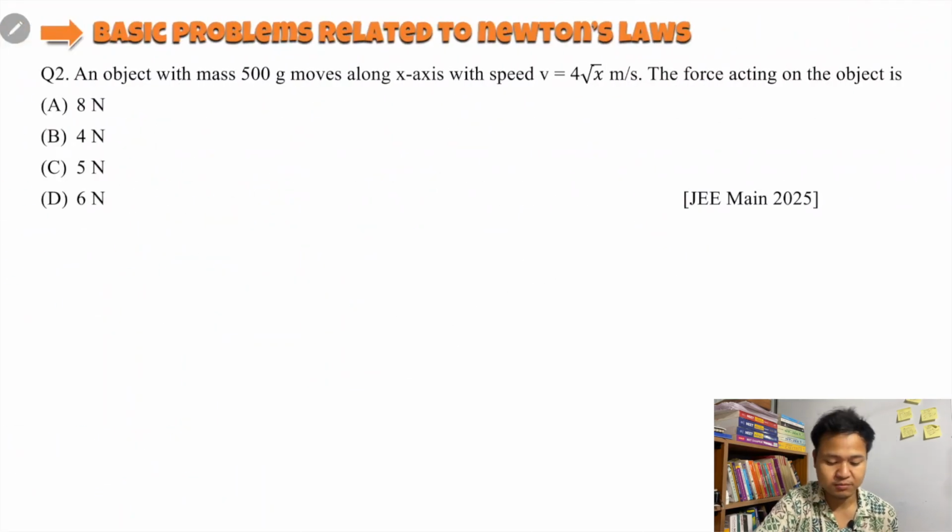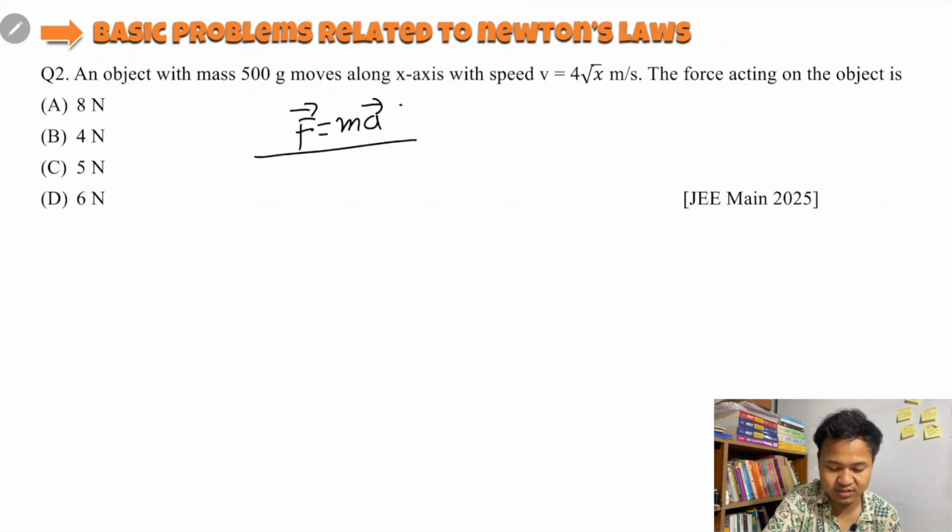Next question. An object with mass 500 gram moves along the x-axis with speed 4 root x. The force acting on the object is force equals mass into acceleration. Always, Newton's second law. We have the mass, we need the acceleration.